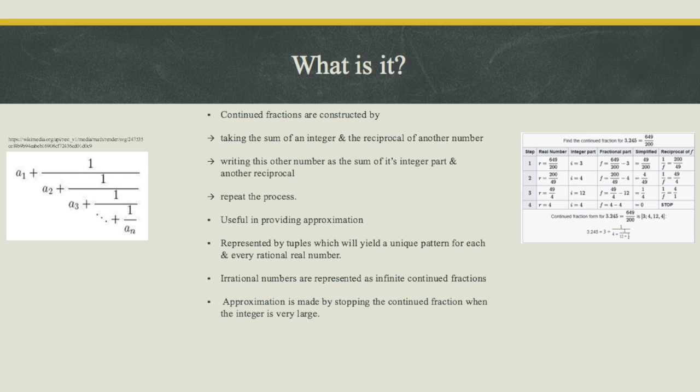A visual representation of a finite continued fraction is shown to the left, where n is a non-negative integer, a1 is an integer, and ai is a positive integer, for i equals 1 to n. The right diagram shows an example of finding the continued fraction form of a real rational number, 3.245.